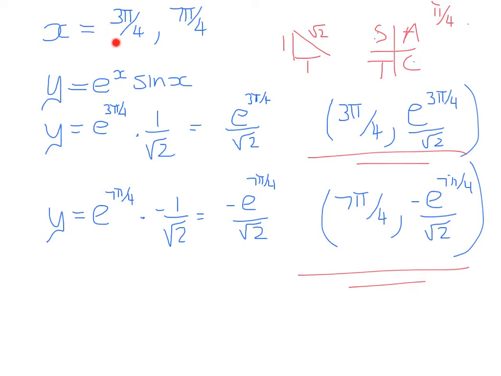So when x is 3 pi over 4, y is going to be e to the power of 3 pi over 4 multiplied by 1 over root 2. You can evaluate this in your calculator to give you a decimal number. It's 7 point something. I'm just leaving it in this form for the moment. The second point occurs when x is 7 pi over 4 and y becomes e to the power of 7 pi over 4 times negative 1 over root 2, which is minus e to the 7 pi over 4 over root 2. Again, you can get yourself a decimal number for that.